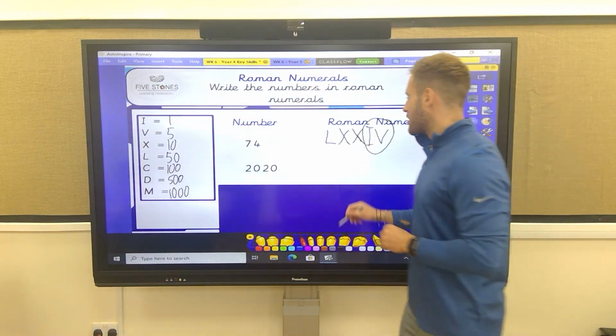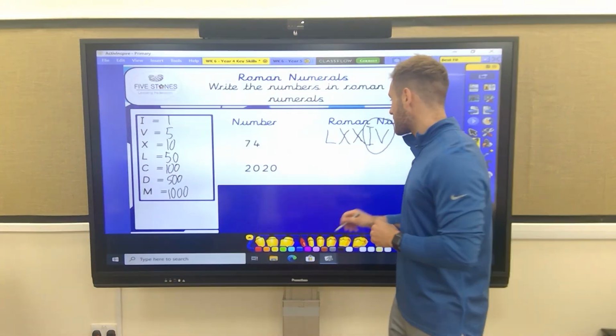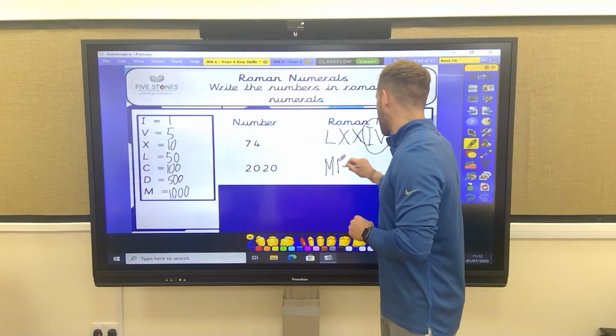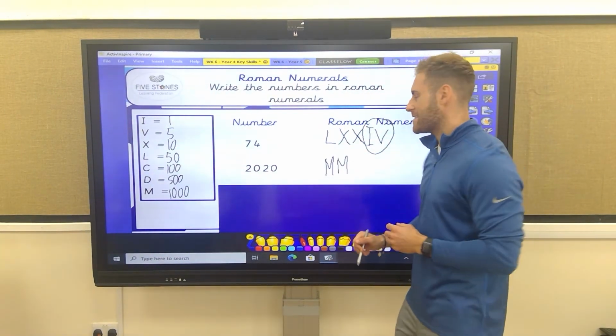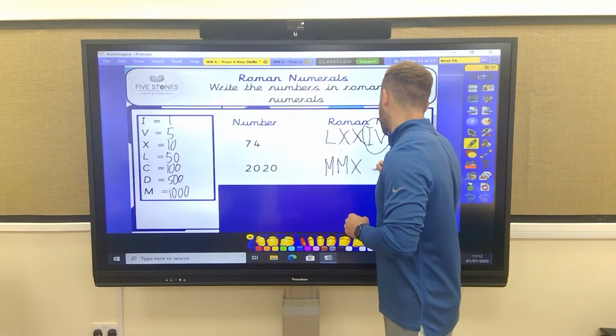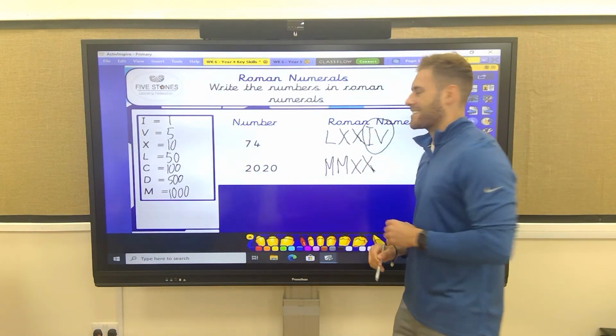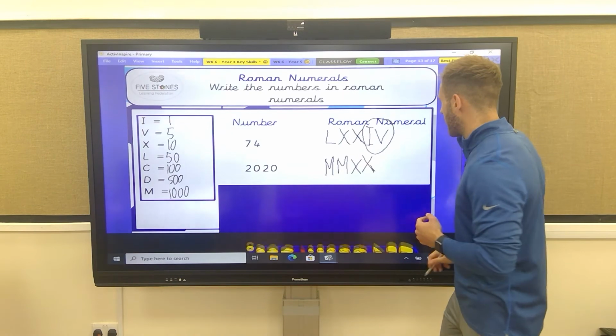So lovely, we actually have 2 thousands there. So we have an M and an M. And we have 2 tens there in 20. So we actually have an X and an X. So MMXX is actually 2020. A really relevant one for us now.